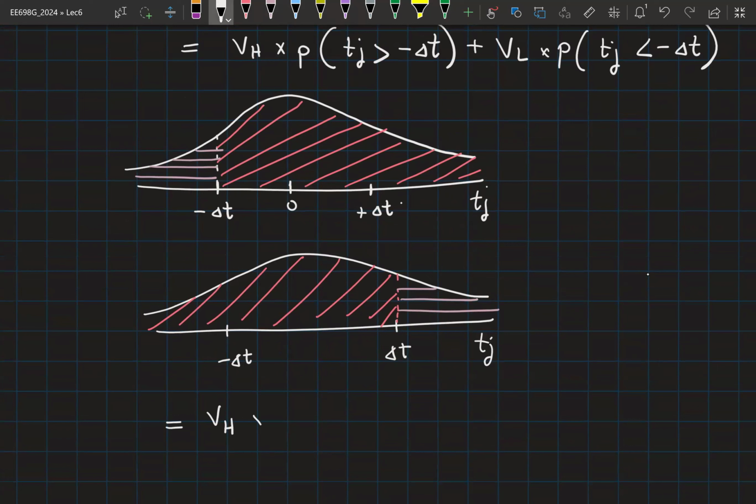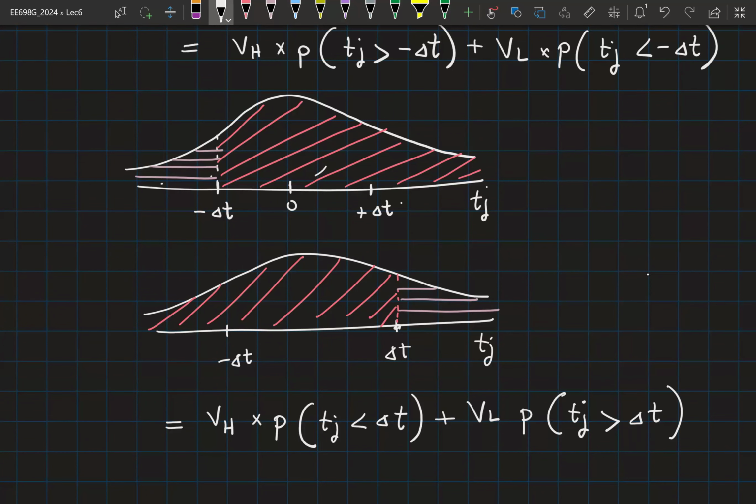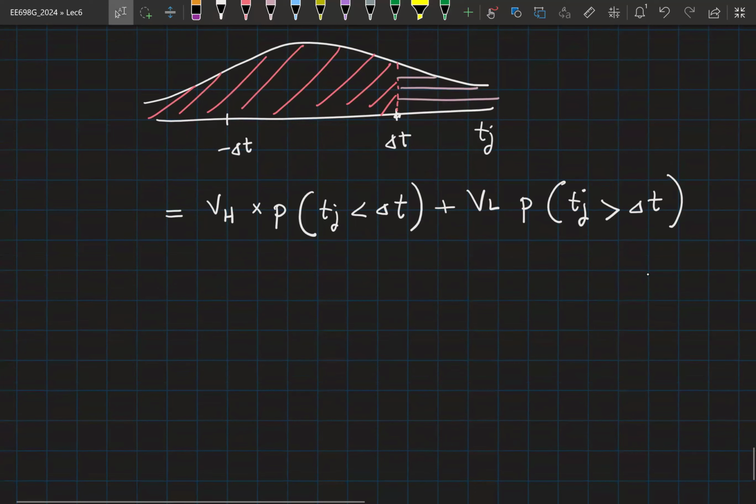Okay. So I can substitute this. So this becomes V high into probability of Tj greater than minus delta T, which is this portion. So I can write it as Tj lesser than delta T, plus VL into probability of Tj lesser than minus delta T. That is the same as Tj greater than delta T. Okay. Now let me substitute the values for VH and VL. Let's say VH is equal to VDD. For now, I'm going to put VL equal to minus VDD. You can put VL equal to 0 and still continue with the derivation.